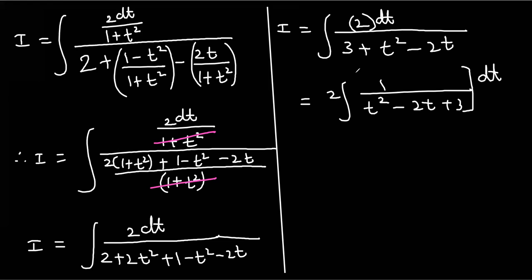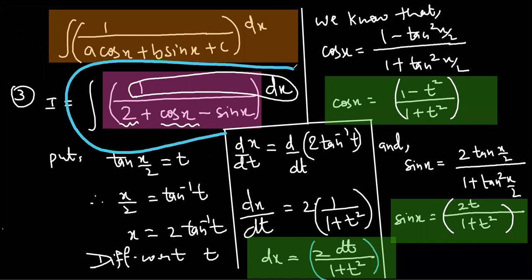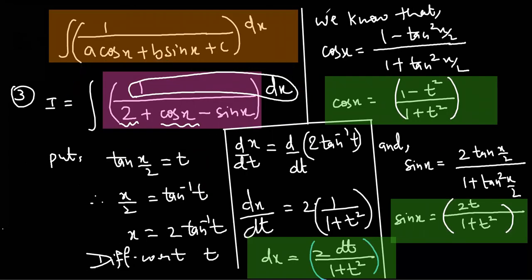So now you can check, students, what have we achieved? We have written the given integral, which was this, and now you have turned it into 1 upon a quadratic. And this is in t, not in x. I hope you have followed. How do we solve this?